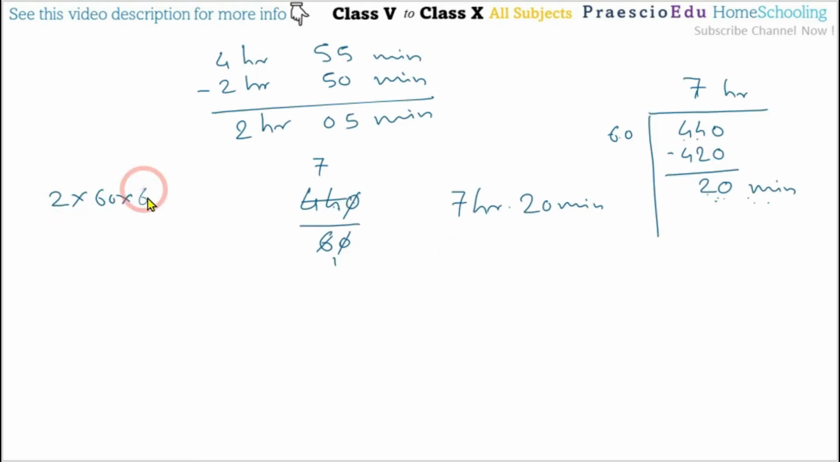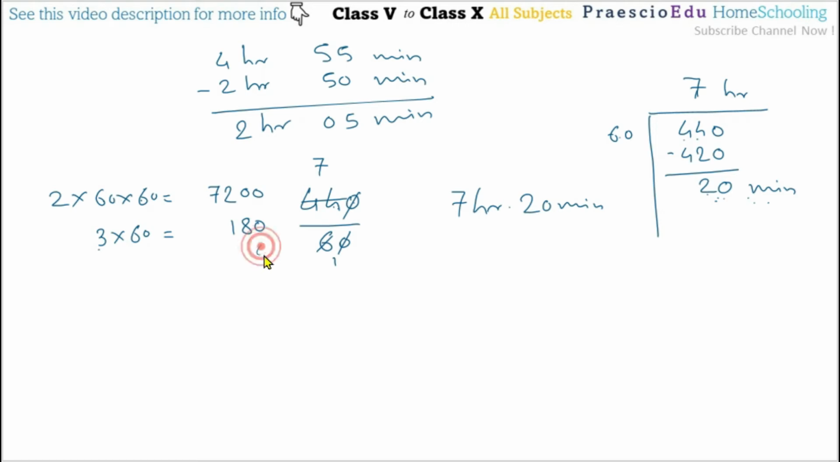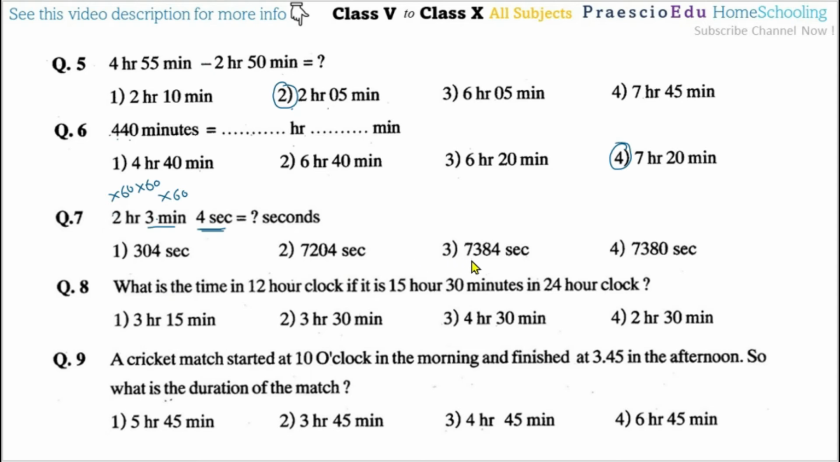60 multiply by 60. So 6 times 6 is 36, multiply by 2, it's 72. Then this 3 multiply by 60, minutes to seconds, so this is 180, and then here the 4 seconds is given, so 4 seconds as it is. Okay, so here the 4 as it is, then 8 as it is, then 2 plus 1 is 3, and then 7. So it's 7384. 7384 means option number 3 is the correct one.